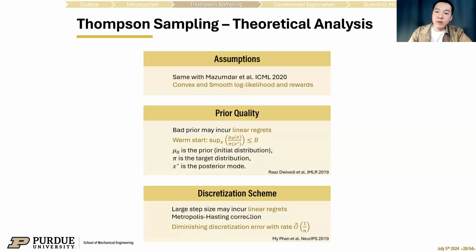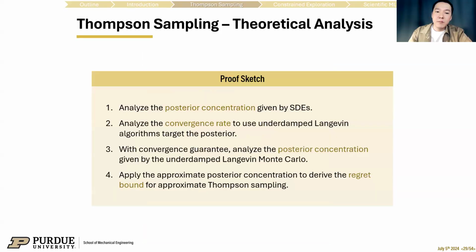With this correction, there's no need to worry about the discretization error. And the other strategy, which we prefer in our work, is to consider a diminishing discretization error with a rate of 1/n, where n is the number of times we play the arm. And with this consideration, we can guarantee the algorithm can get sublinear regrets. And because it is a long proof, we provide a general outline of our proof. So we start by assuming that for the current round, each arm follows SDEs characterized by the posterior distribution, and we analyze the posterior concentration rates given by these SDEs.